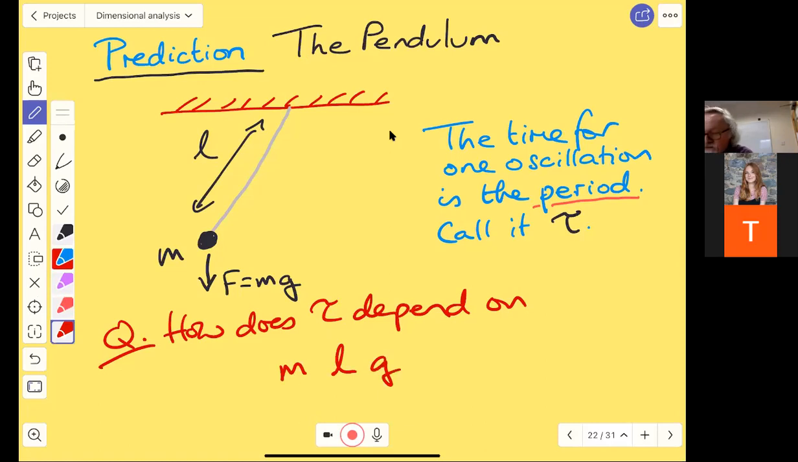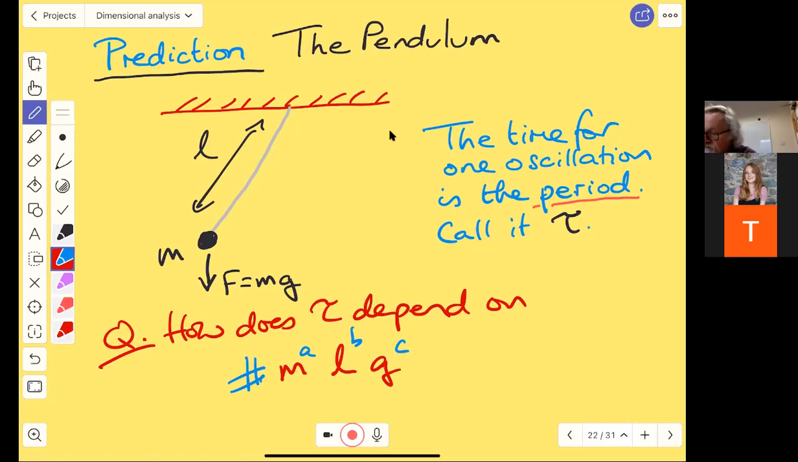And you can immediately see that they could depend upon arbitrary powers. So let me say that this is M to the A, L to the B, and G to the C. And there could be some number. I have no idea what the number is. And I think you're starting to see dimensional analysis normally does not tell you what the number is. I'll just put a hashtag in front of it. I don't know what the number is, and I'm not going to get it today with you.